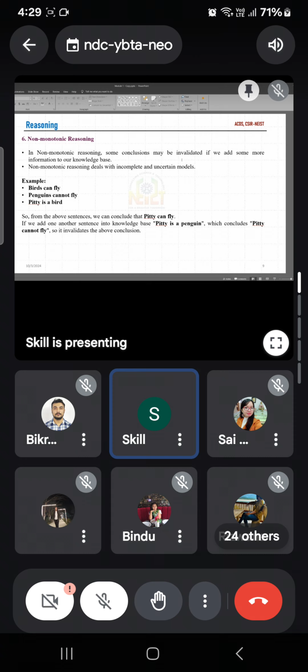With an example, we will see: birds can fly, penguins cannot fly, PT is a bird. So these three pieces of information we already have. We can conclude that PT can fly, as we already have the information that birds can fly. But if we add another sentence, PT is a penguin, then we can conclude that PT cannot fly, since in the previous information we have that penguins cannot fly. So this kind of reasoning is your non-monotonic reasoning.